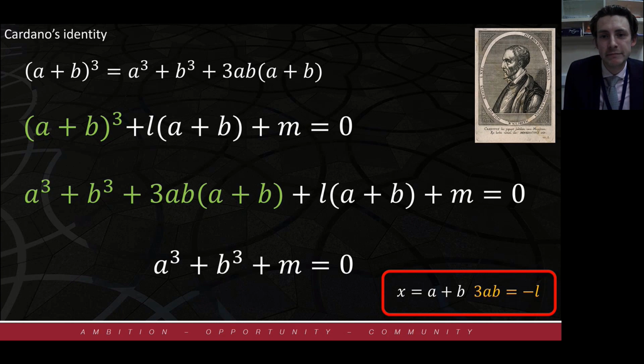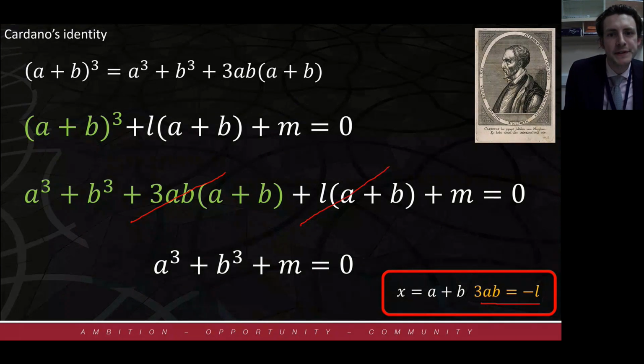So if I set my equations up in such a way that 3 times a times b has got to be equal to minus L, then the middle two terms in here, this one here and this one here, are going to cancel out. So the idea is that if we also have this additional condition that 3ab is equal to minus L, then this term and this term will be the same size but of opposite signs, cancelling out, leaving an equation that looks like this.